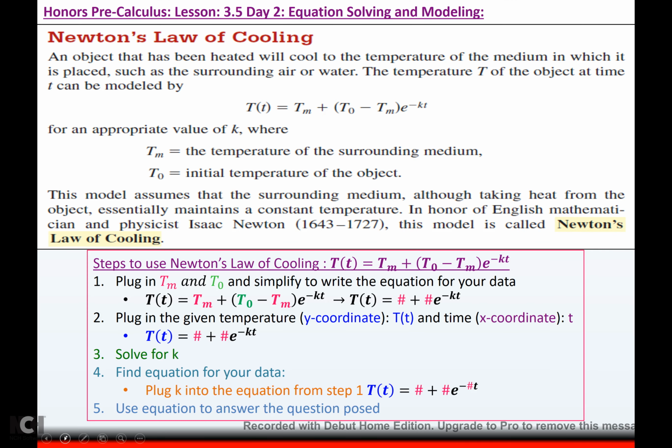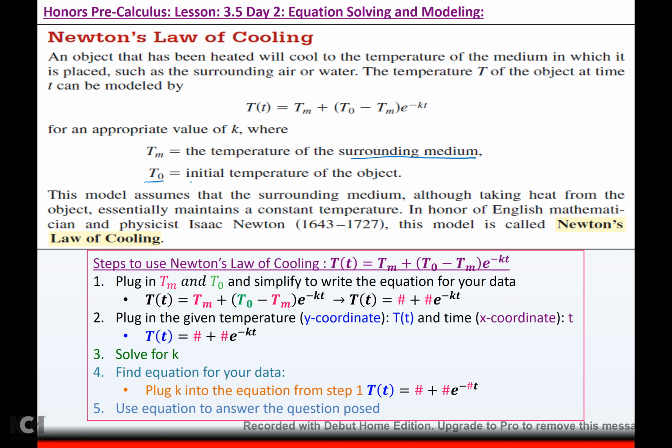Alright. Newton's law of cooling. It says an object that has been heated will cool to the temperature of the medium in which it is placed, such as the surrounding air or water. The temperature T of the object at time T can be modeled by this function, for an appropriate value of K, where T sub m is the temperature of the surrounding medium.